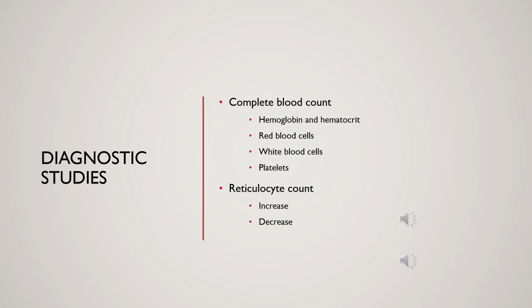The CBC can measure other features of the RBCs, including the MCV, MCH, and MCHC. Mean corpuscular volume expresses the average size of the erythrocytes and indicates whether they are undersized, microcytic, oversized, macrocytic, or normocytic, and is useful in classifying anemias.